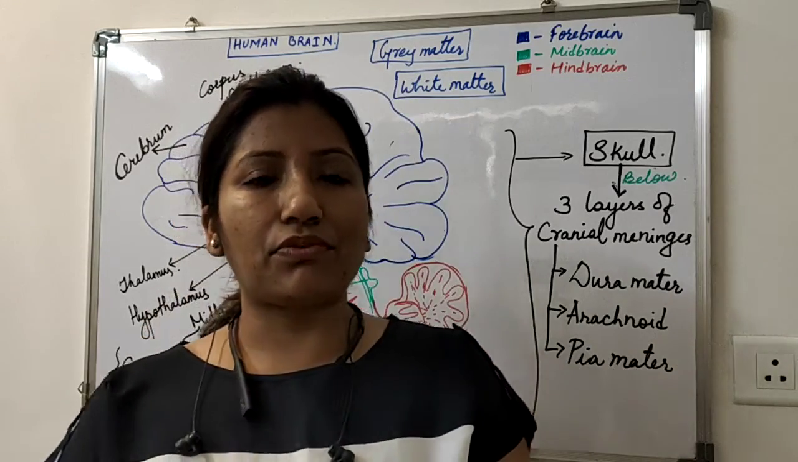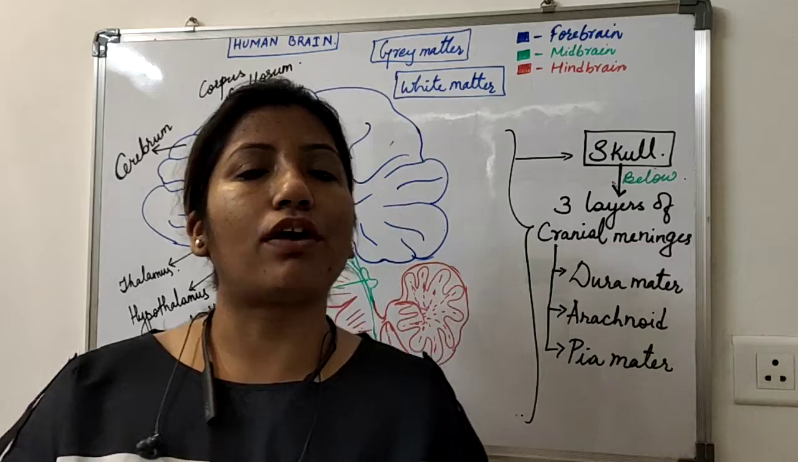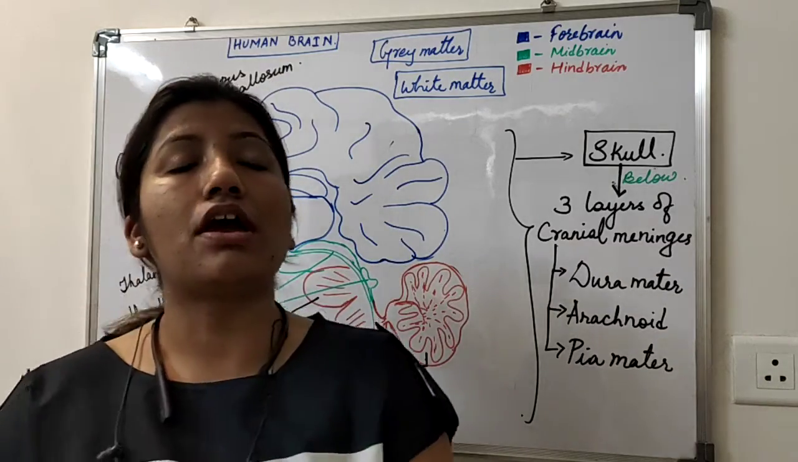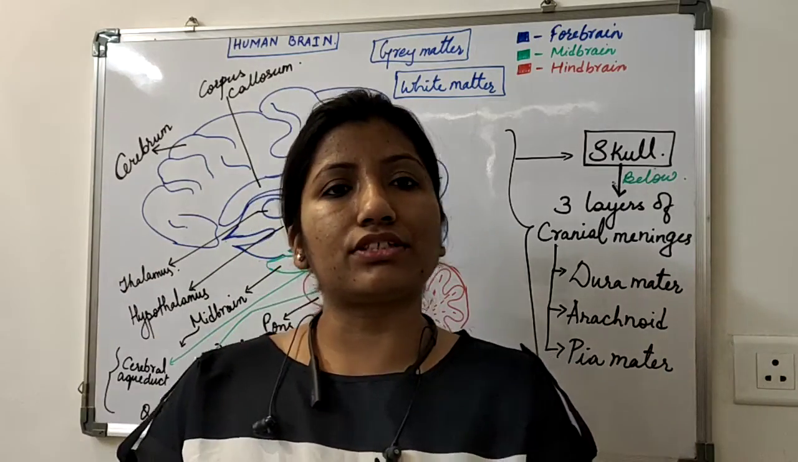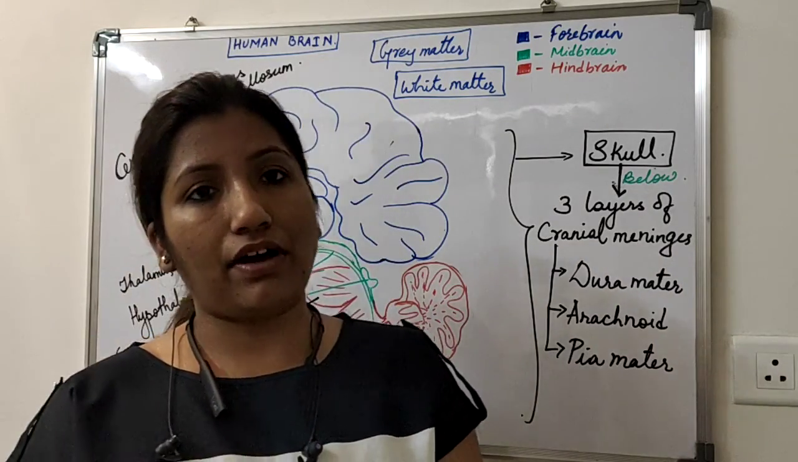In today's video section, we will be seeing the last topic of chapter 21, that is neural control and coordination, where we'll be seeing the human brain. Okay, so we will try to understand the structure of the human brain and its function.